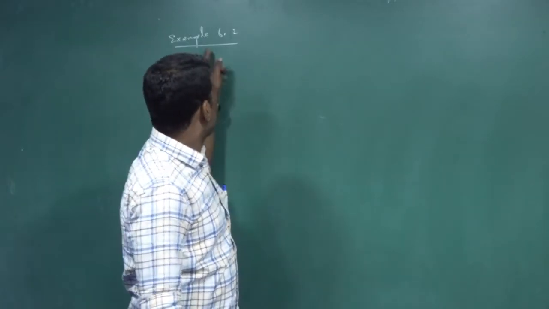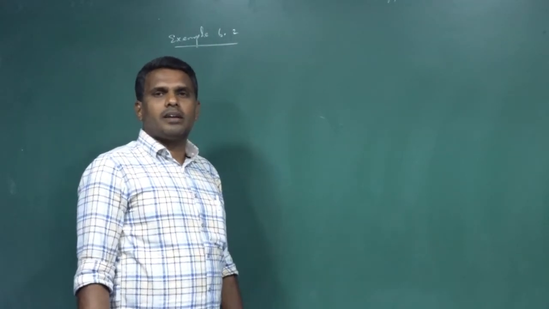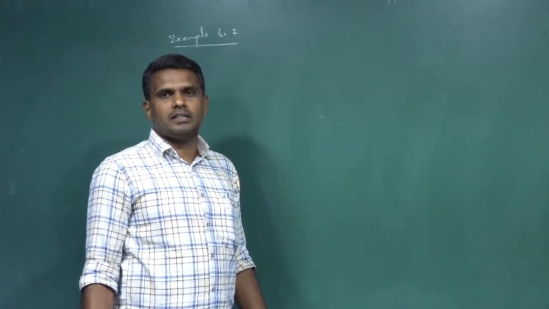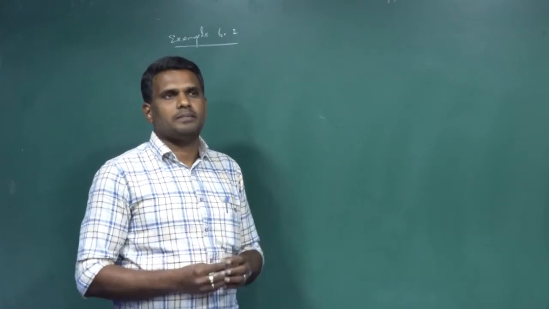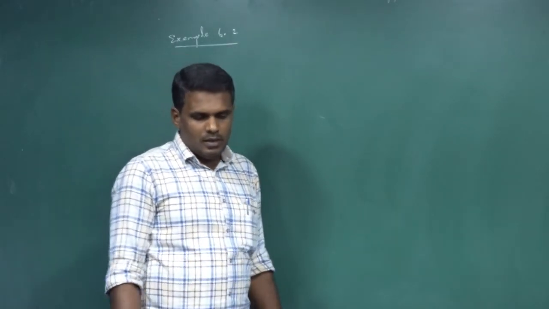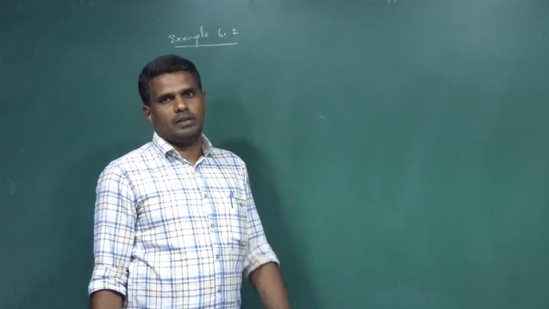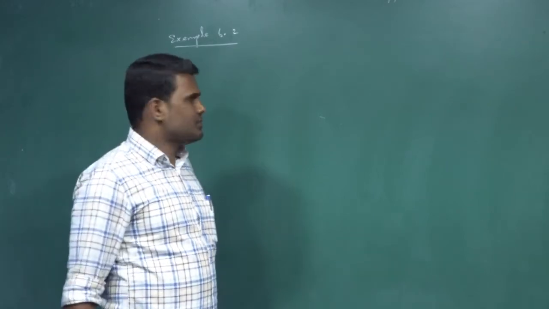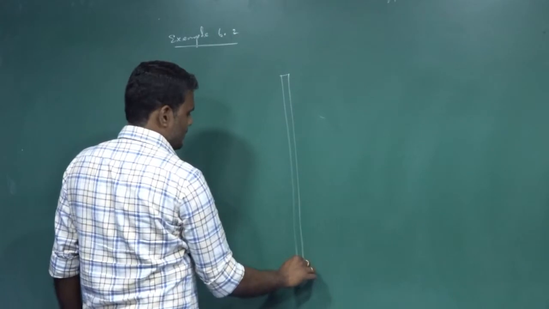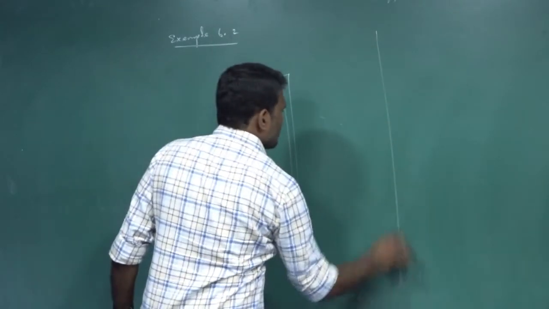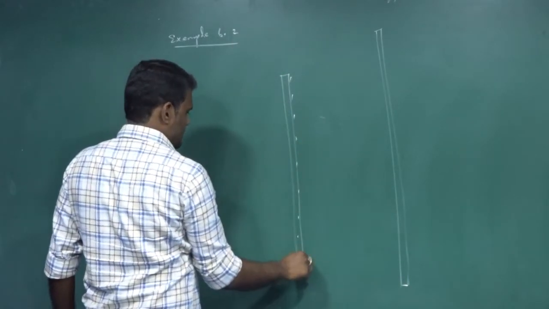We shall see an example problem here, 6.2. What is the height of the mirror required to see a person fully himself from the mirror? The question is very simple. What is the height of the mirror needed to see the image of a person fully on the mirror? Let us draw a simple diagram here. A plane mirror is considered. We can consider this as a screen. This is a plane mirror.